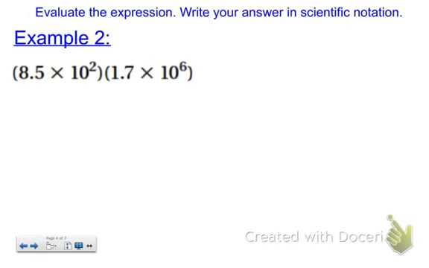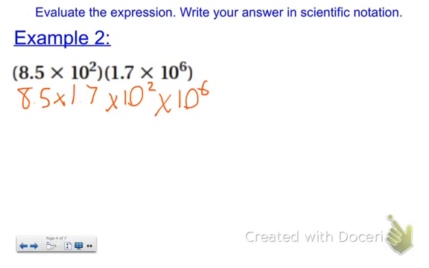Alright, so this is what we're more interested in. When we are given numbers in scientific notation, or when we put them in scientific notation, it makes it easier to multiply them, for one example. So if we have 8.5 times 10 squared times 1.7 times 10 to the 6th, we can multiply. So think about what we know about multiplication, and it's commutative. So really, this is the same as 8.5 times 1.7 times 10 squared times 10 to the 6th.